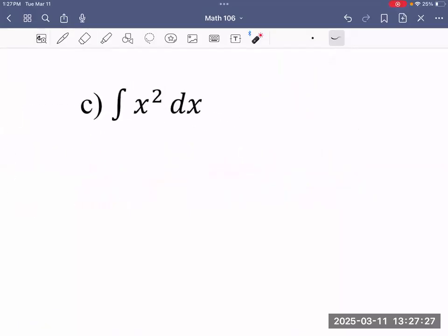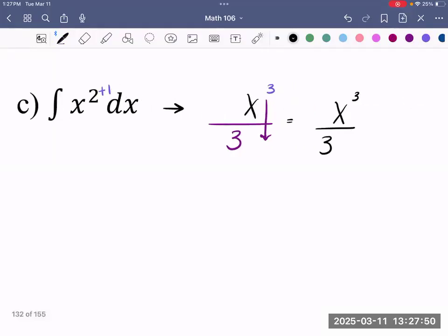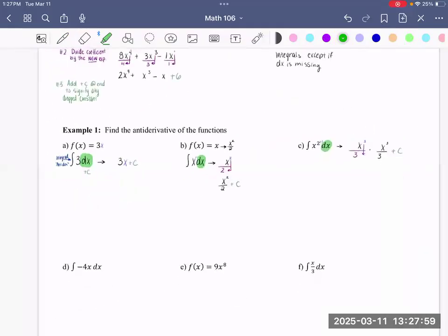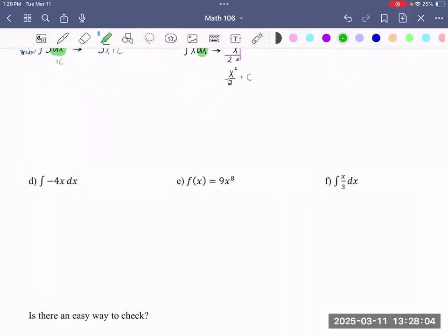Let's try it again here. All right, we're going to add 1. So this becomes x cubed here. Let's go ahead and divide by 3. So this is now x cubed over 3, and then we can say plus c because there's that dx here. All right, so at this point, let's see if you can try these last 3 that are remaining.